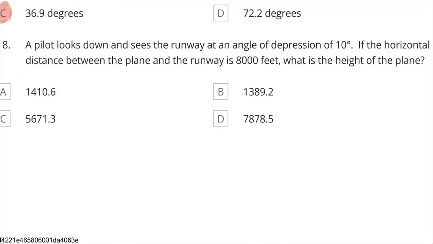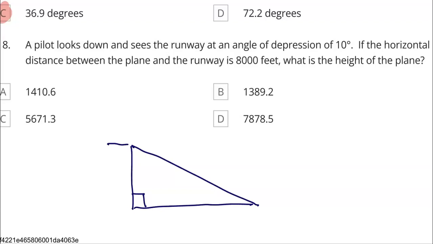Okay, a pilot looks down and sees the runway at an angle of depression of 10 degrees. Now that's a good problem because we are dealing with an angle of depression, and sometimes that can be confusing. So here's where the pilot is. He looks down and sees the runway at an angle of depression, right here, of 10 degrees. If the horizontal distance between the plane and the runway, this distance right here, is 8,000 feet, what is the height of the plane?